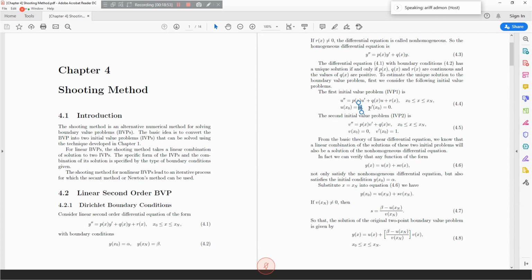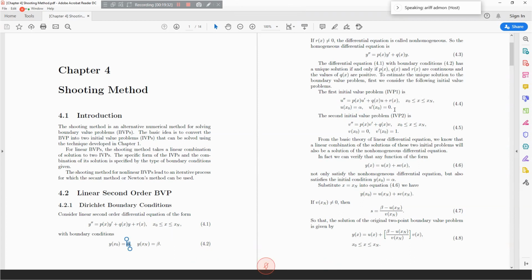How about this u prime of x naught? This value of 0 is basically fixed. Do not change the value of 0 here. Okay, this is a fixed 0. All the time when you are using the shooting method, when you want to solve the linear case of a boundary value problem, you reduce it into IVP1. Here u prime is always 0. Never change the value. So you cannot put another value, let's say 1 or 2, cannot. It must be 0 here. But this one depends on the value.